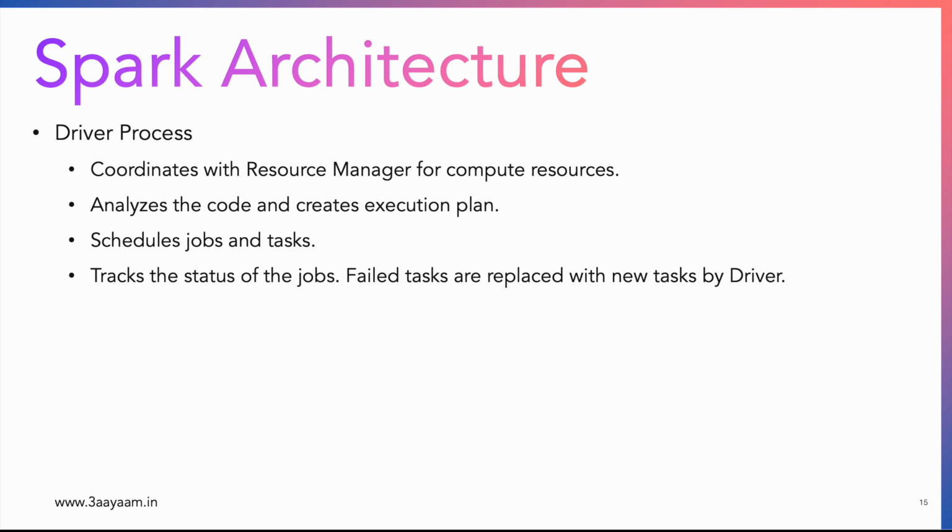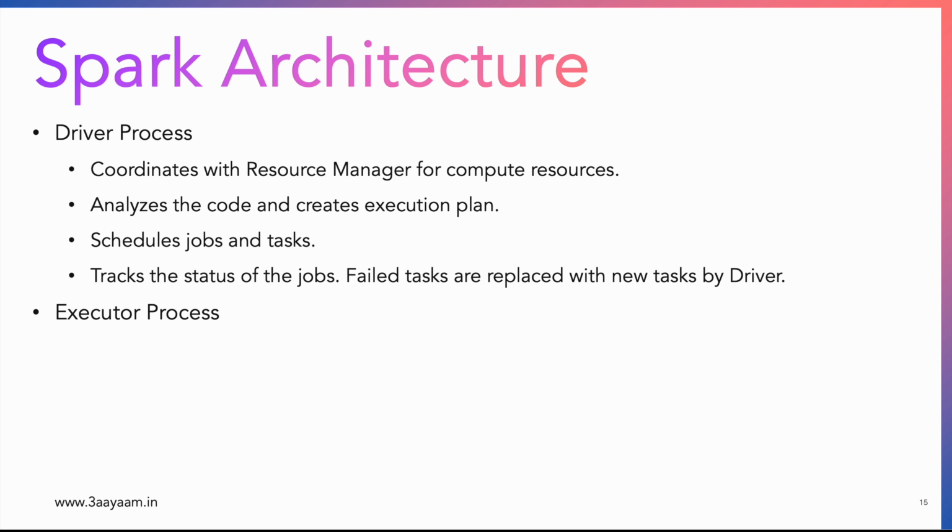So the driver would track the status of the jobs, what is the current status, whether it is running, it is pending, or it has failed. If it has failed, then Spark driver would start one more executor, obviously after communicating with the resource manager, and then the new executor would be replacing the executor that has failed. Now all these things are done by the driver process, and we do not have to write anything. These are provided to us by the framework.